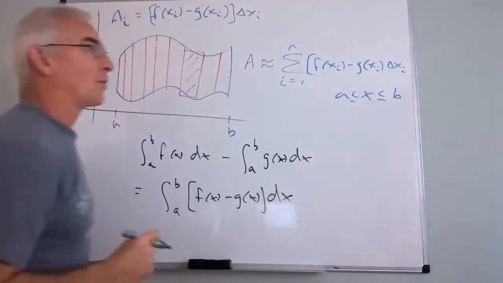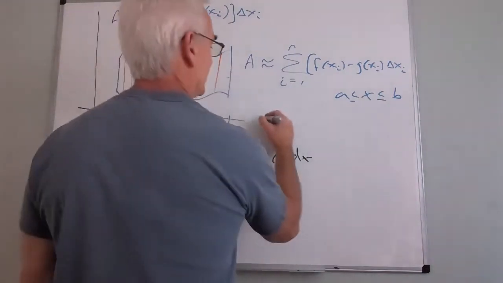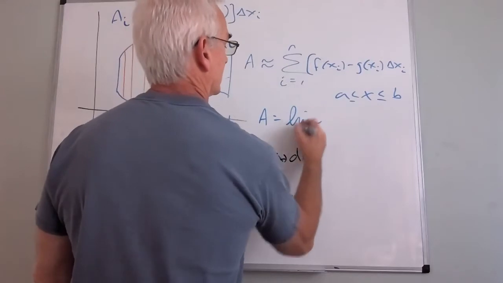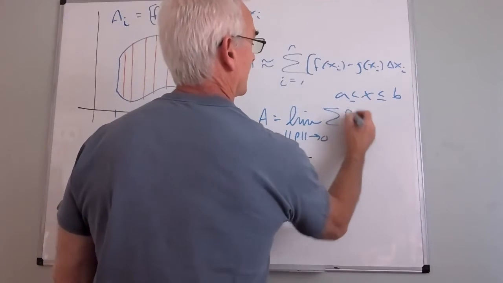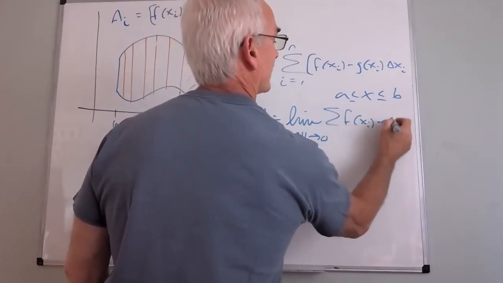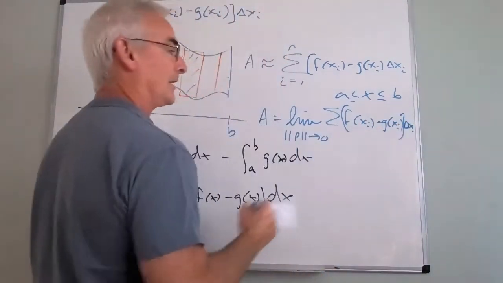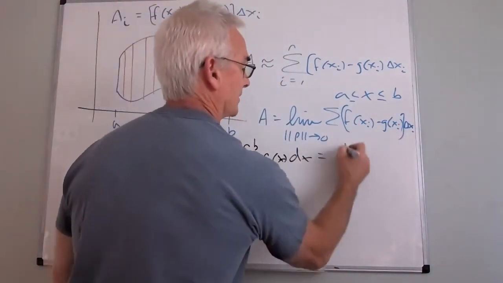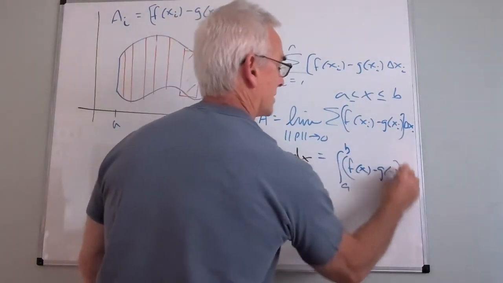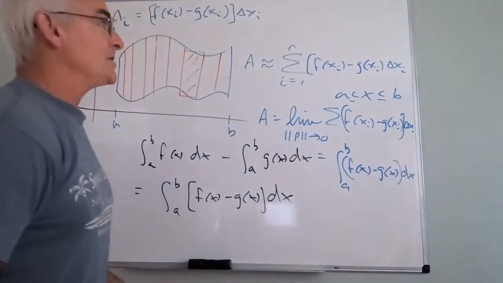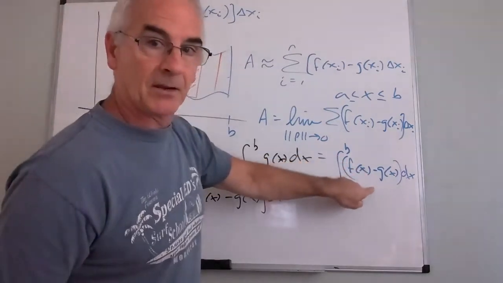You guys have done this before, and you did this particularly well. And then my area, of course, was the limit of this as the norm of the partition headed to 0 of this, delta x_i. And then finally, I got to the definite integral of this. We know that this is the sequence that must occur to get to here.